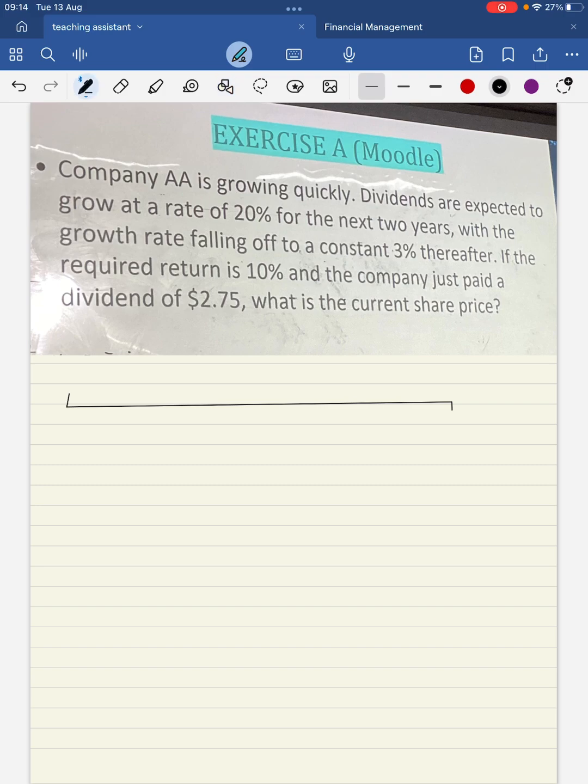So first we have year 0. And in the first 2 years, so year 1, year 2, we have the growth rate of 20%. So G is equal to 20%. And after year number 2, the growth rate is 3% thereafter. So the dividend will grow at the rate of 3% for the rest of the period.